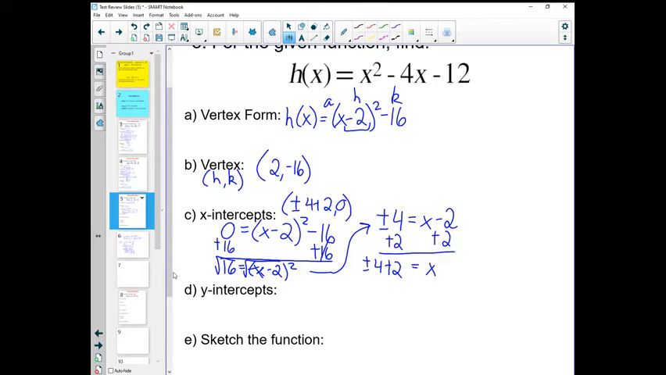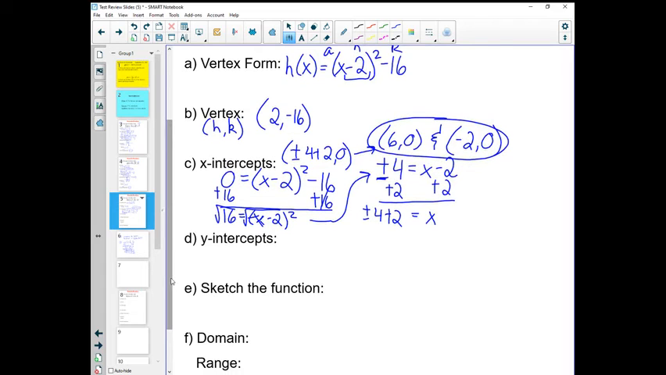I'm going to go ahead and split that apart because 16 had a perfect square root. We can actually simplify this. Positive 4 plus 2 is positive 6. And negative 4 plus 2 is negative 2, comma 0. So those are our two x-intercepts.